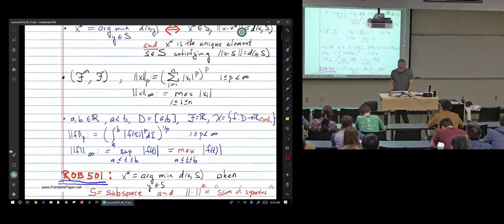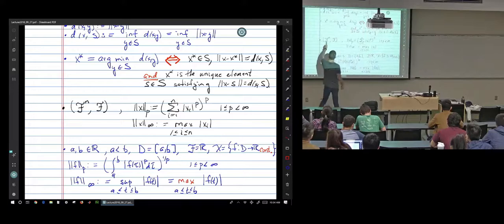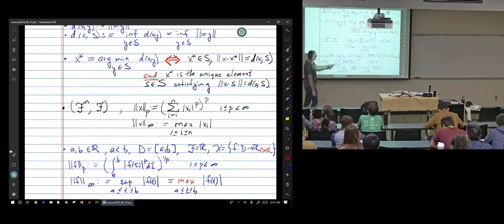Then we had a whole bunch of different examples of norms on n-tuples. We have the p-norms for p greater than or equal to 1, strictly less than infinity. We have the max norm or the infinity norm or the sup norm, where you just take the largest entry in the n-tuple in terms of magnitude. And since it's a finite set, max always exists.